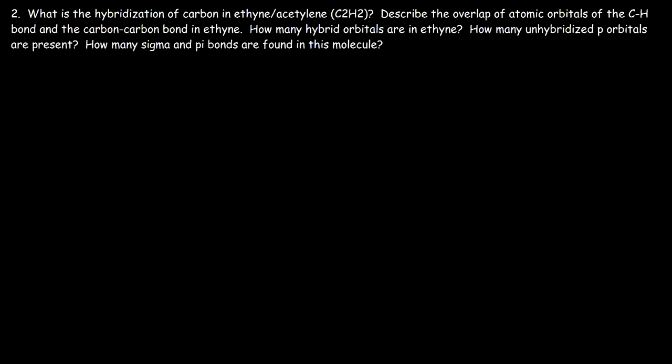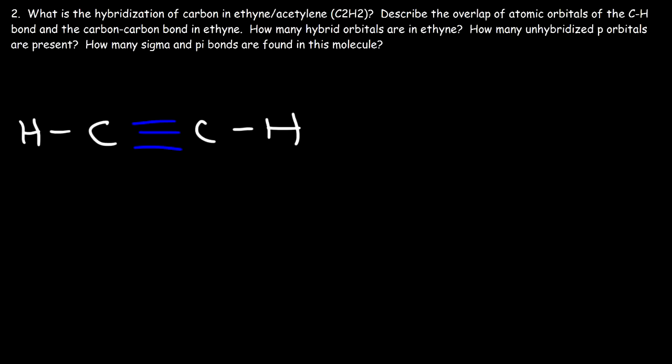Here's another similar problem. So based on the last problem, go ahead and try this one. So let's start by finding the hybridization of carbon in ethine, also known as acetylene. So let's draw the Lewis structure. Each carbon atom is going to have one hydrogen atom. And in order for carbon to have 4 bonds, we need to put a triple bond in the middle. And so that is the Lewis structure for acetylene.